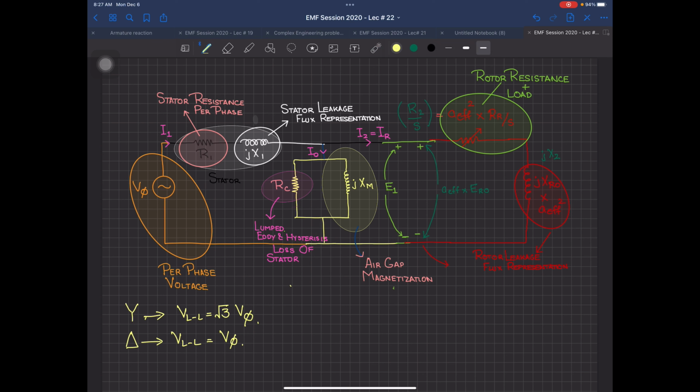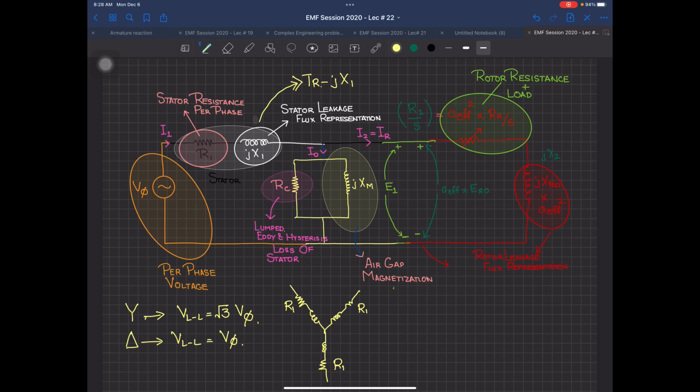So your induction machine has some resistance, and if it is connected in Y, this one is R1, this one is R1, this one is R1. This resistance R1 is going to represent the I squared R losses inside the stator. jX1 is the stator leakage flux representation, just like the transformer, and I told you that this value is going to be a little larger than the transformer counterpart.